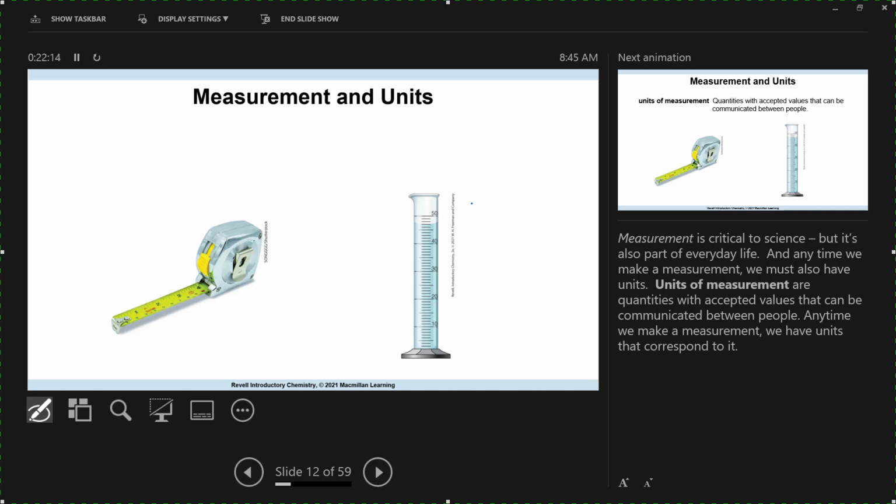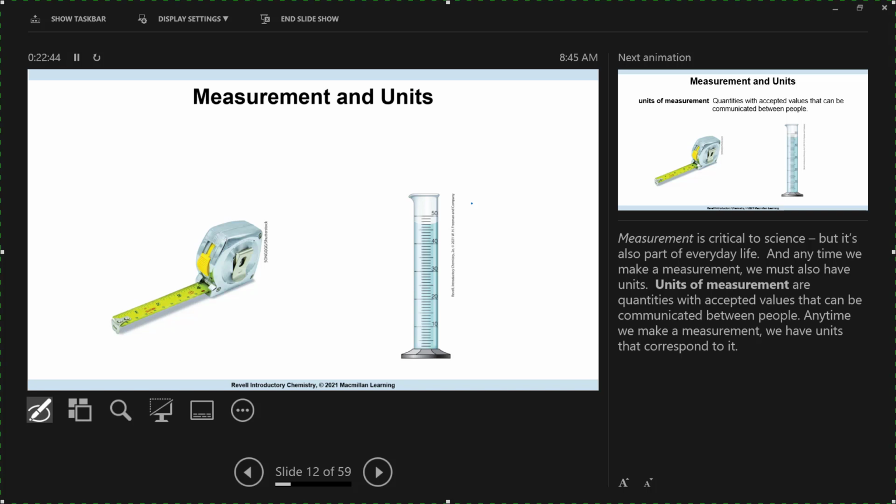All right, last thing for today. A number without a unit is meaningless. Let me say that again. A number without a unit is meaningless. Okay? So clearly, if we're using a tape measure, our unit is going to be different than our unit for a graduated cylinder. Okay, even if the number is the same.